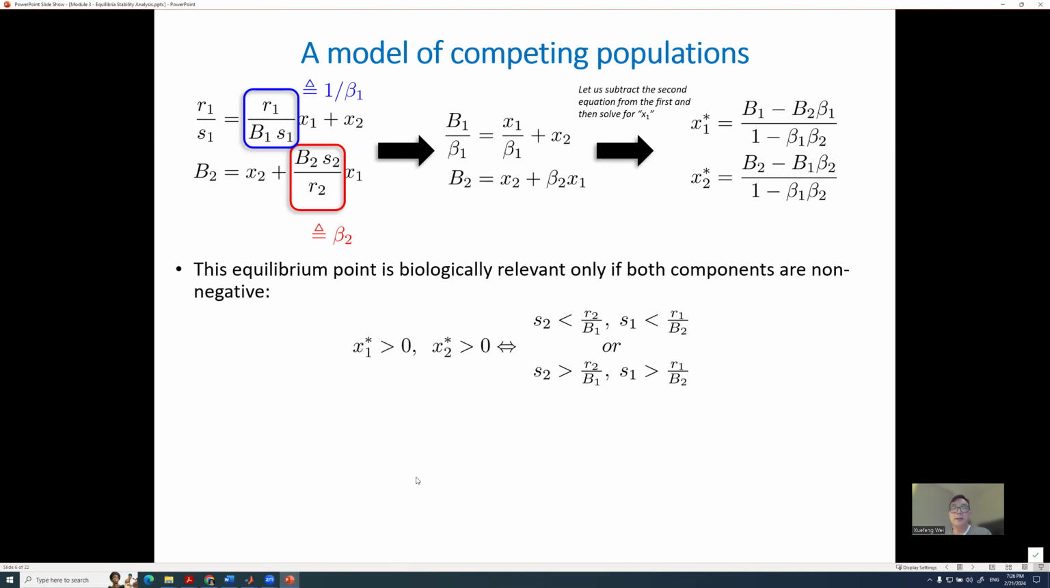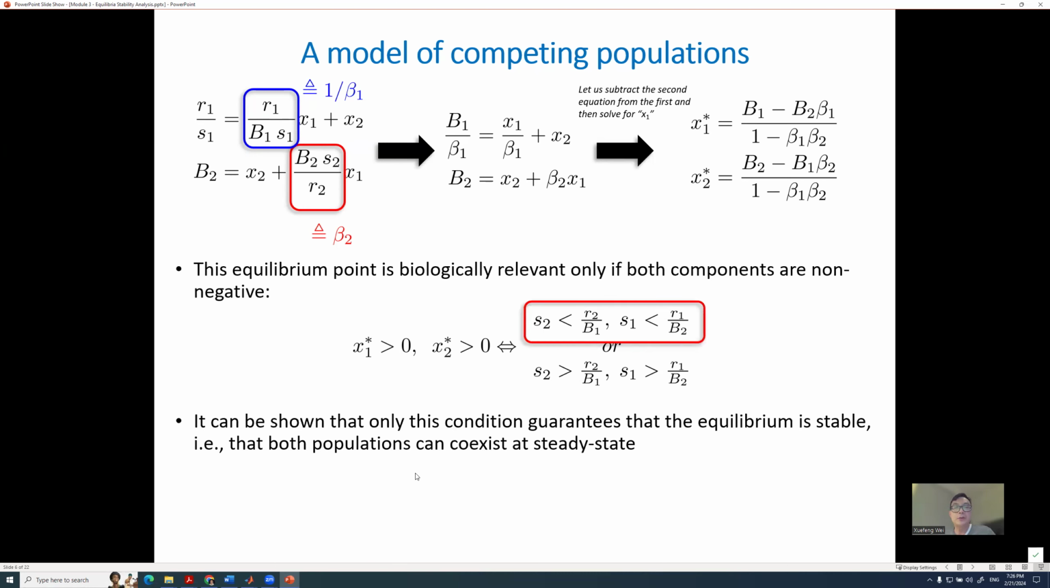And so we also need to consider whether the equilibrium point is stable. Stable means once you reach the equilibrium point, it will stay there forever. It can be shown, I will show you in the next few slides, that only if the top two conditions hold is the equilibrium point stable, meaning that the densities x1, x2 will be maintained indefinitely. As I said, I will give a more formal definition of stability in a few moments.